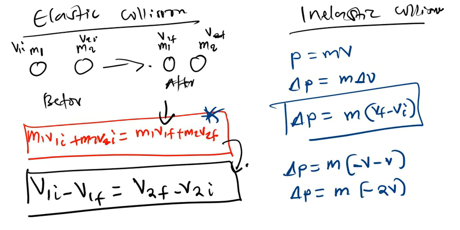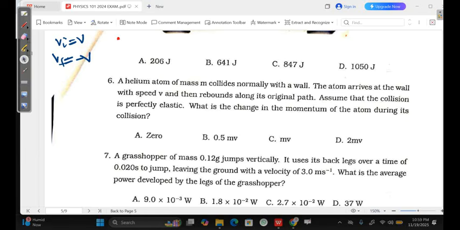So the change in momentum is equal to minus 2mv. But now we just take the magnitude, so the magnitude of the change in momentum is equal to 2mv. And that becomes my answer here. So D is my correct answer.